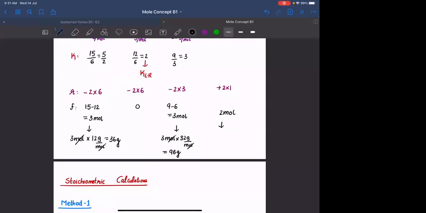Moles of glucose formed. 2 mole. Glucose का mass है 180. 180 gram per mole. Mole cancel होगा, which is equal to 360. 360 grams. Clear है? Simple.